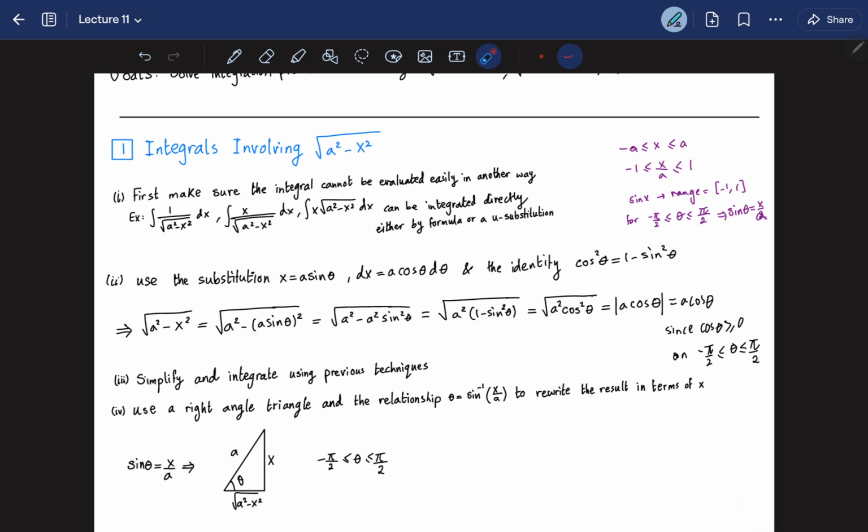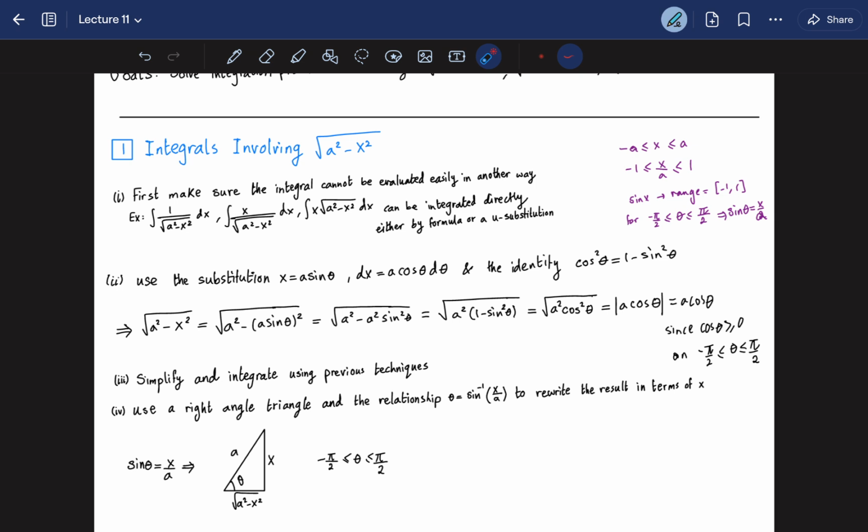If you do dx, this is just a cosine theta d theta, and we're going to use this identity: cosine squared is equal to 1 minus sine squared. So the whole point here is I want to get rid of this negative. Because if you have a negative or a plus inside of your square root, you can't distribute the root and simplify. So I want to try to make this into one thing or a product of things so I can just distribute the root and simplify.